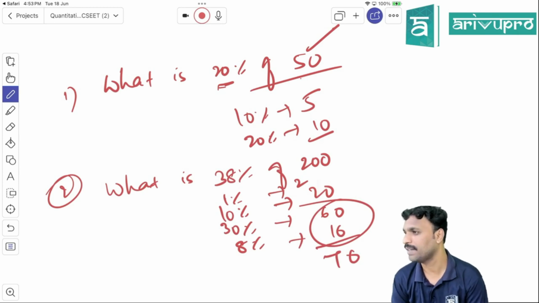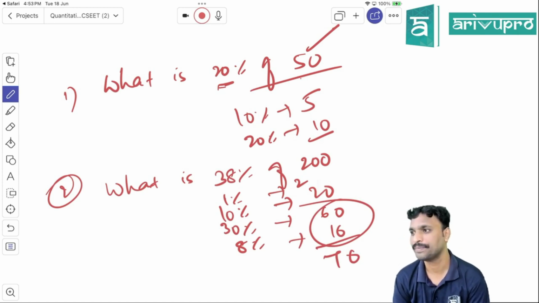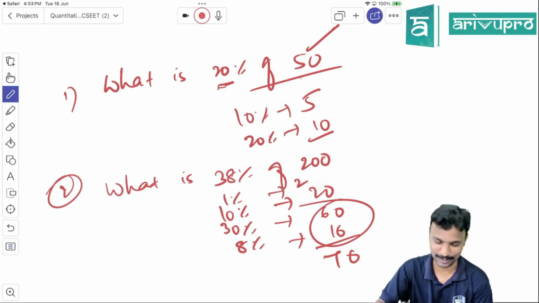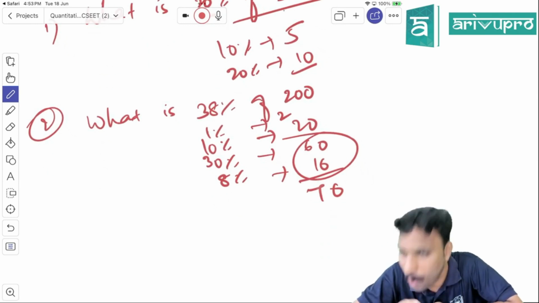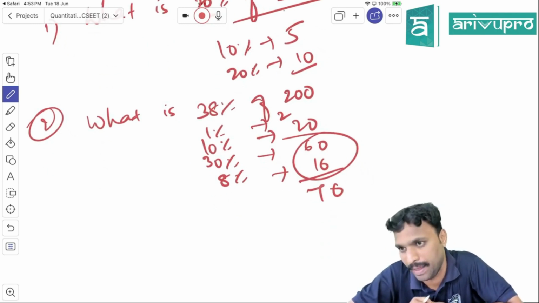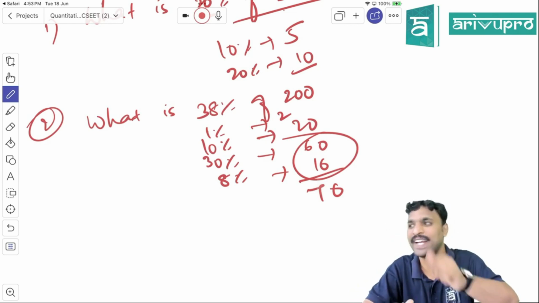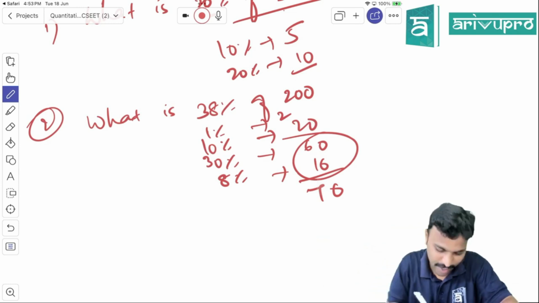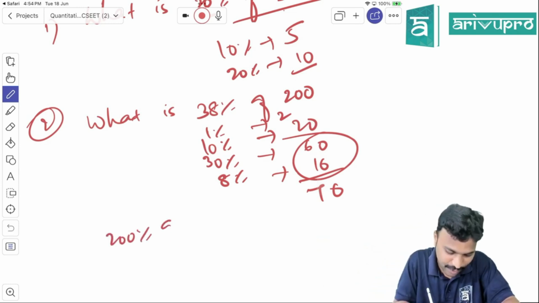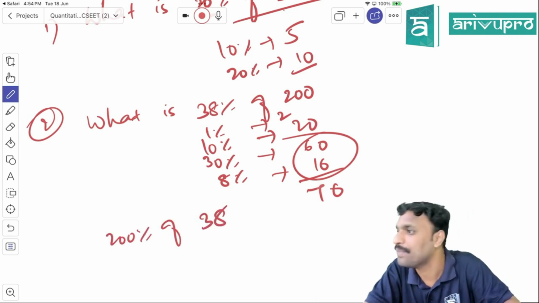But it takes time, right? What to do? Leave the question? No, don't leave. Please understand. Percentages are always reversible. You have to see which side is easier. 38% of 200 is easier, or 200% of 38 is easier. That you have to see.